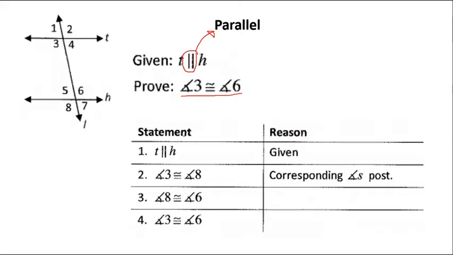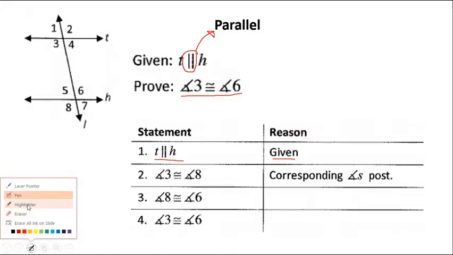Okay, so our 2-column proof here is already filled out for you, or most of it filled out. So they give you your statements, and then they give you a reason. So remember, the first statement you always write down is your given statement. So the given statement was line T and H are parallel. Reason here is that they're given.